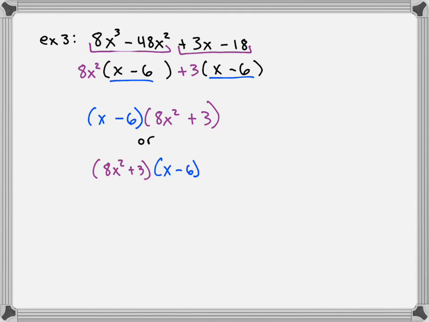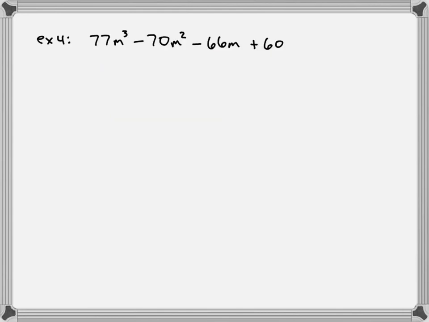Let's look at one last example before you start practicing on your own. In this example, we have 77m cubed minus 70m squared minus 66m plus 60. If we look at that first group of 2, and then the second group, there is not a GCF that works in all 4 terms. In that first set of terms, we have the 77m cubed minus 70m squared. We can factor out the GCF of a 7m squared.